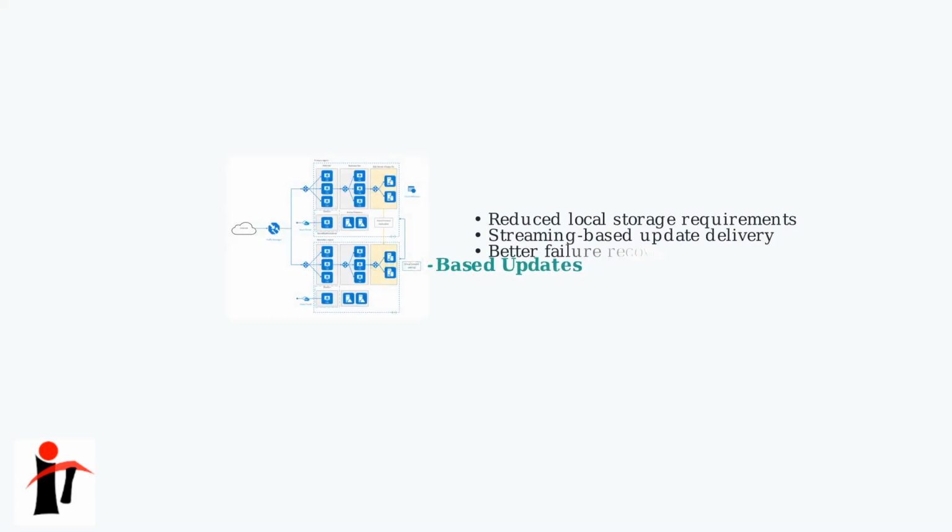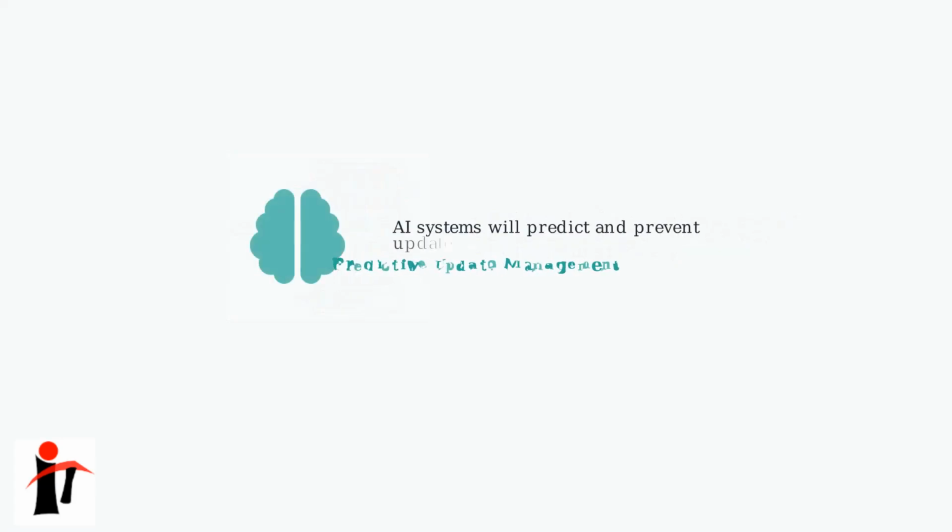Cloud-based updates will reduce local storage requirements by streaming updates directly to devices. This approach minimizes storage-related failures and provides better recovery options when problems occur. Artificial intelligence will enable predictive update management, analyzing device conditions and network status to prevent failures before they happen. This proactive approach will dramatically reduce update loop incidents.